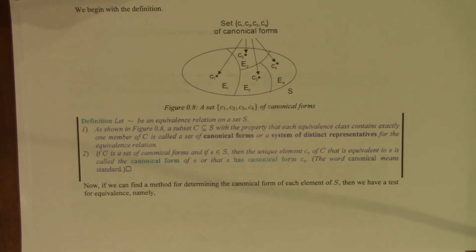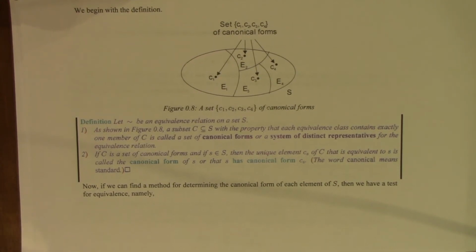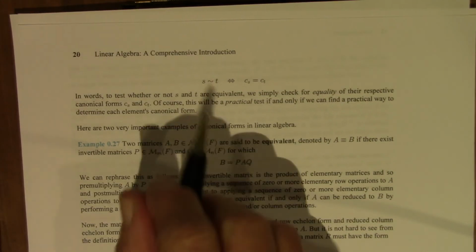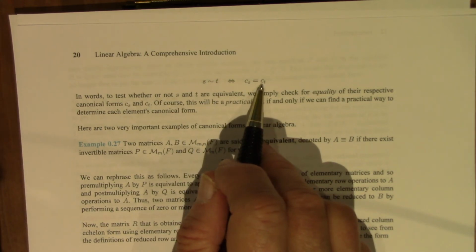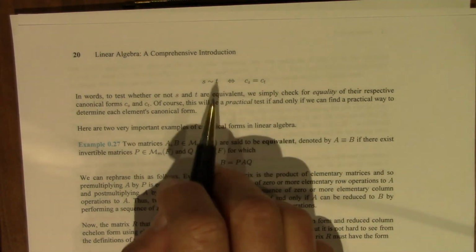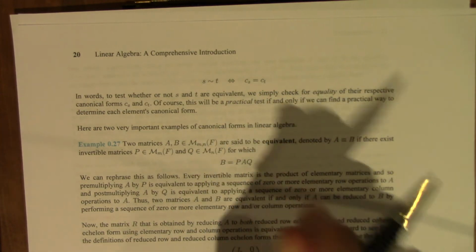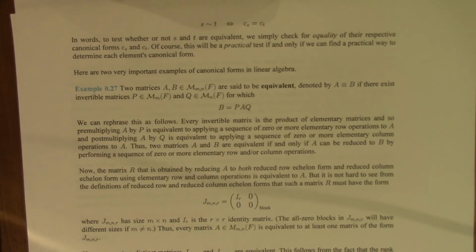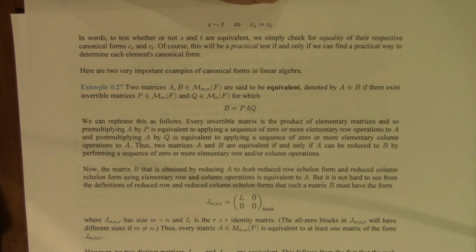Now, if we can find a method for determining the canonical form of each element, we've got a test for equivalence. Namely, two elements are equivalent if and only if they have the same canonical form. So we've turned equivalence into equality. Now this will only be a practical test if we can find a practical way to determine each element's canonical form. And that can be extremely difficult.